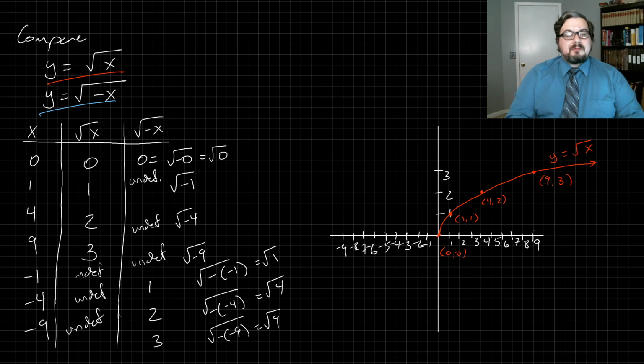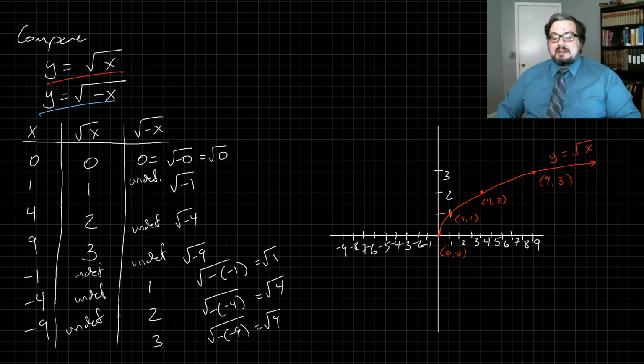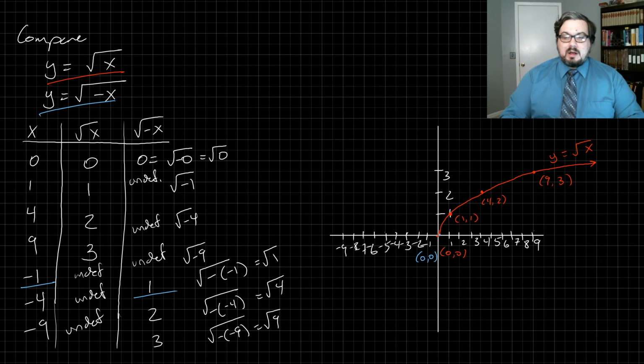Now let's graph y equals the square root of negative x, the thing we get when we multiply the x inside by negative 1. There we get the point (0, 0) again. But then we get the point (-1, 1), and we get the point (-4, 2), and we get the point (-9, 3).